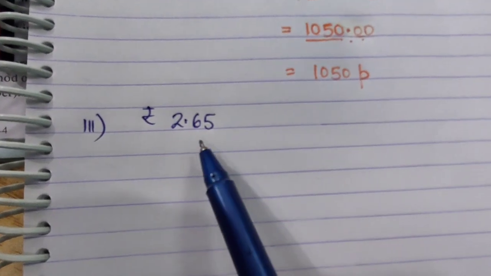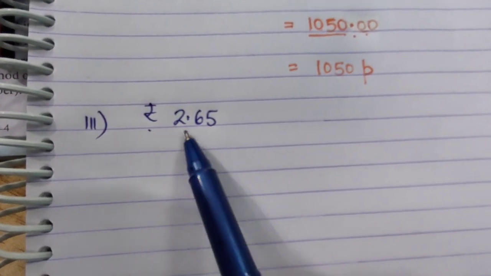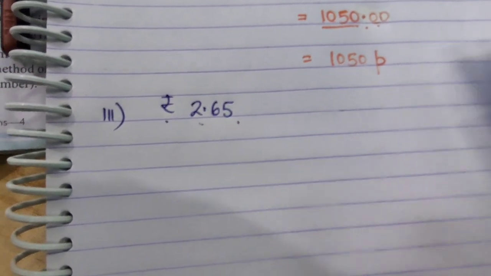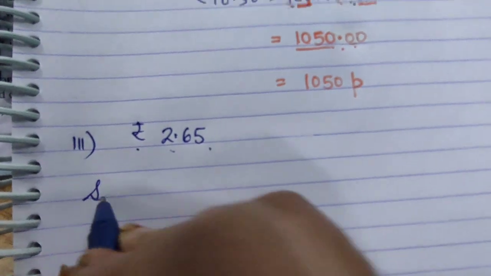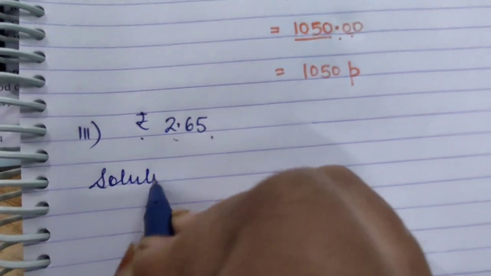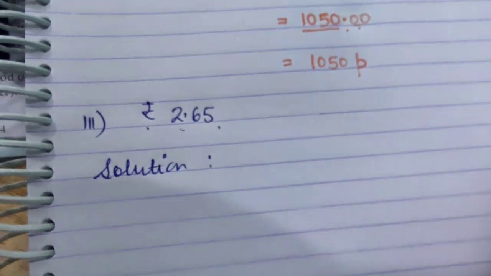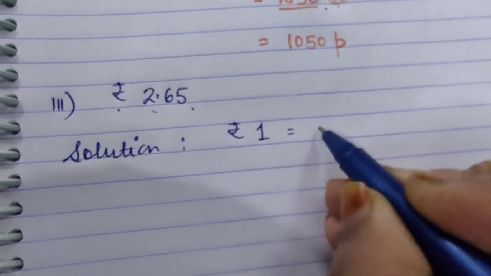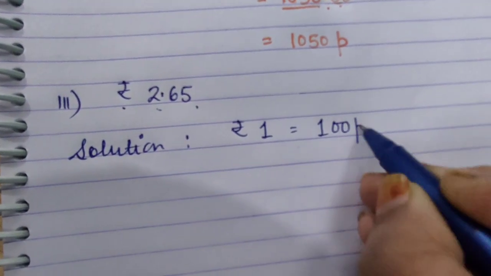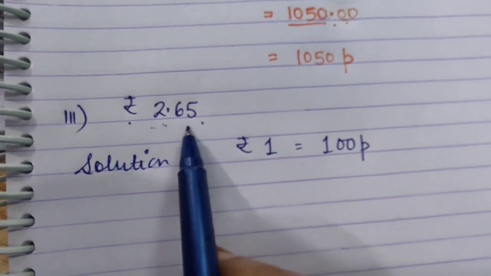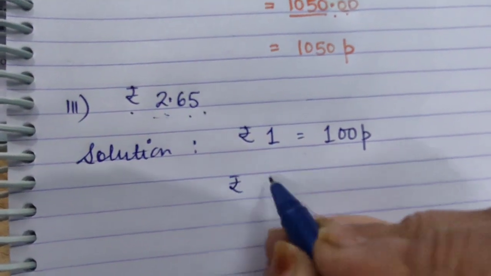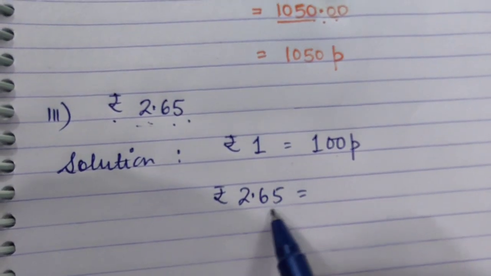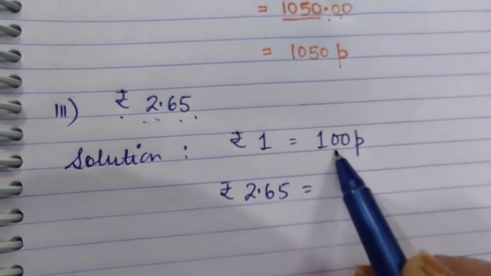We'll take up one more example for better understanding. Just see here, I've taken another example where rupees 2.65 is to be converted. Okay, so now again beginning with the first thing, solution and the rule. Everywhere you've got to mention the rule. 1 rupee is equal to 100 paise. So in the next line we're going to write down rupees 2.65 is equal to, this amount is to be multiplied with 100.